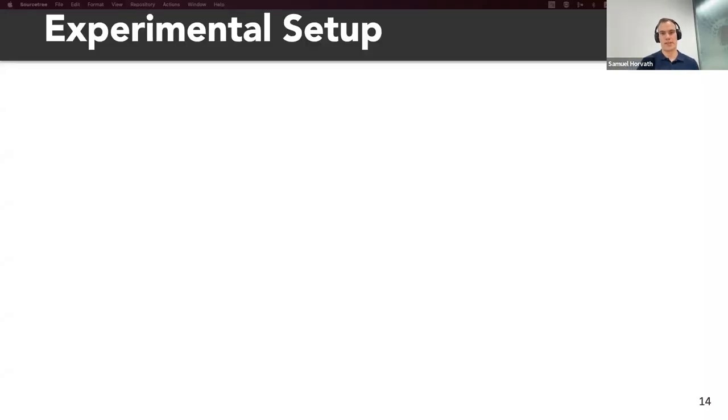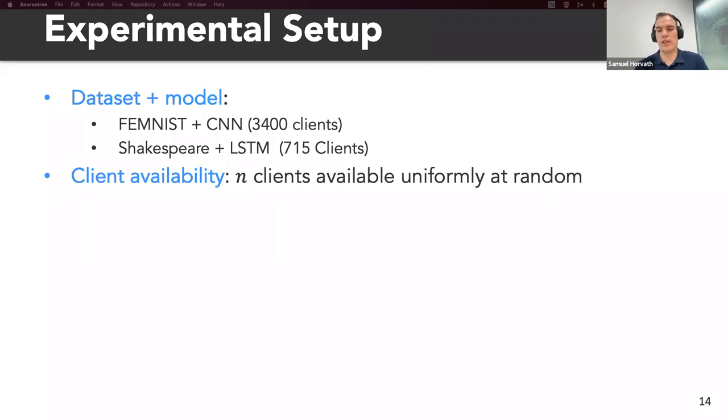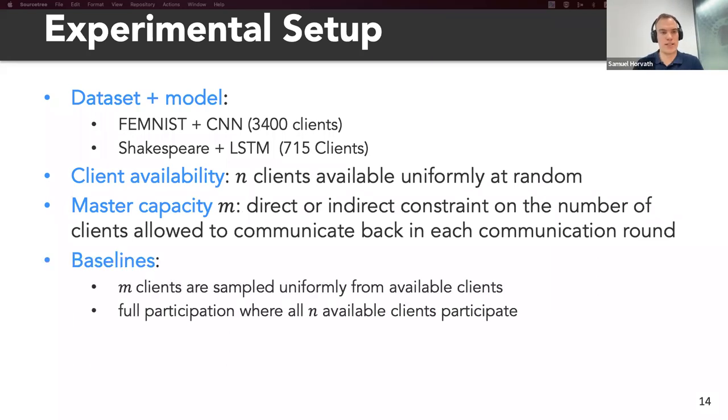Let me now move to the experiments and showcase some of them. First, I'll introduce our experimental setup. We evaluated our sampling on two datasets. This is a federated extended version of the NIST dataset with a convolutional network, where each client corresponds to one person's handwriting. And then we also have the Shakespeare dataset with an LSTM network, where each client is a character from a Shakespeare book. To model client availability, in each round we sample n clients at random. We also use something that we call master capacity, which we denote by M. The two natural baselines that we compare to are: sampling M clients uniformly from all available clients, and full participation, where all available clients participate. As an optimizer, we used the very popular federated averaging.